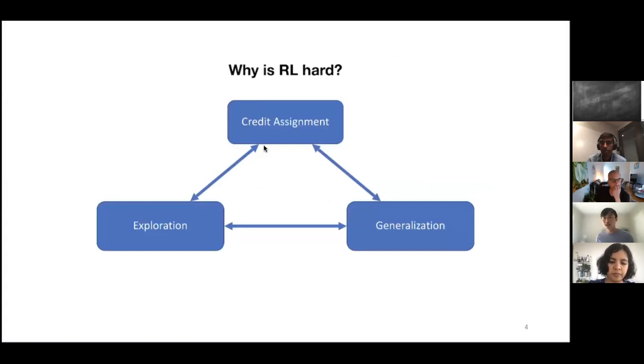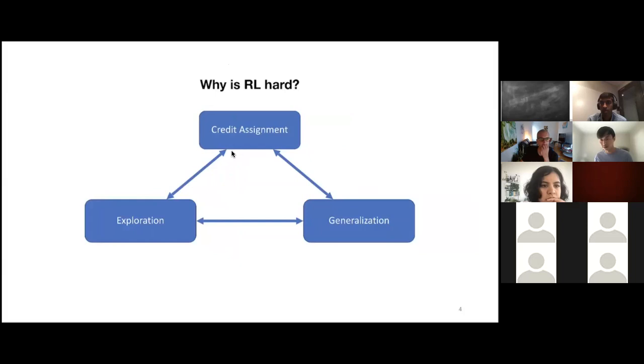Okay, great. So why is reinforcement learning hard? We're going to look at 3 components: credit assignment, generalization, and exploration. The claim is that if you want to solve these 3 components in one shot, this is a pretty hard problem. In the third part of this tutorial, I'm going to talk about some preliminary results on at least trying to solve these 3 components in one shot.